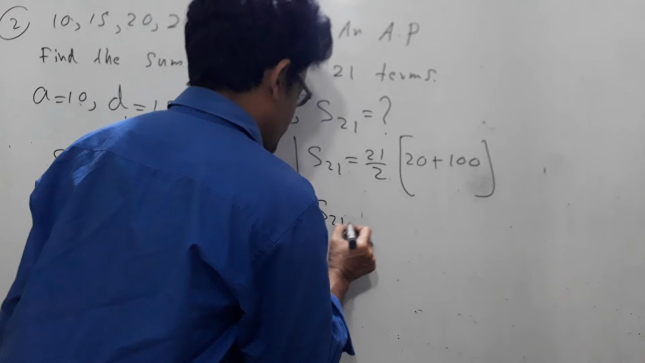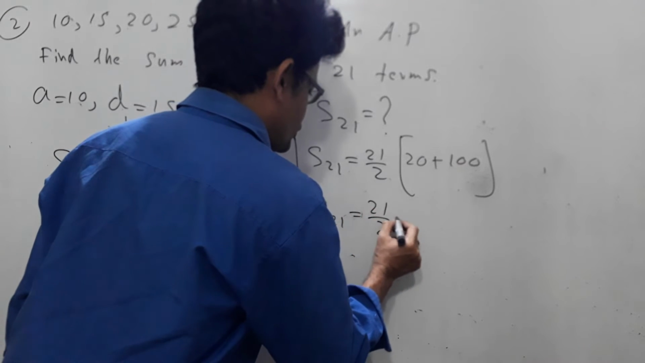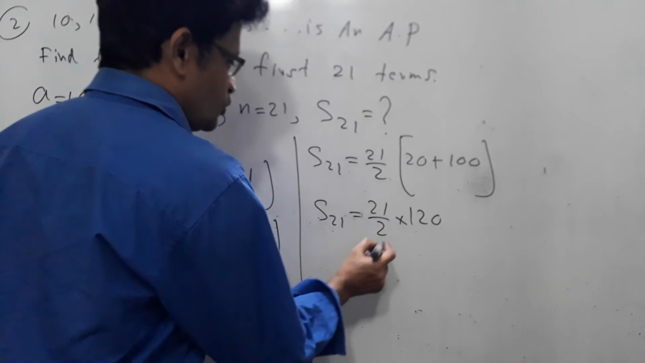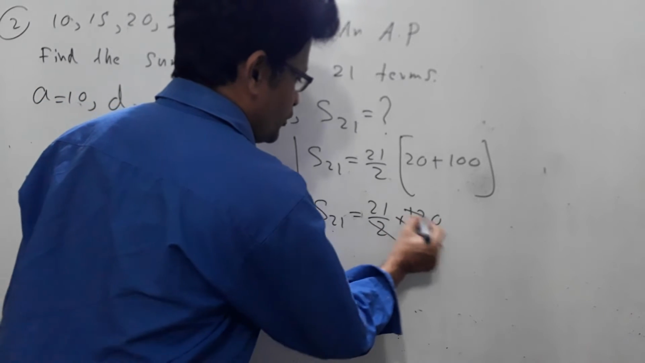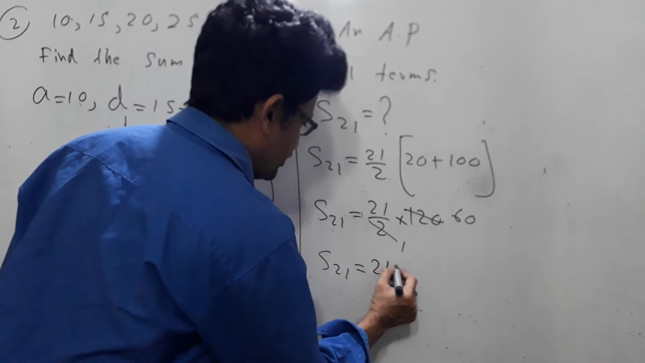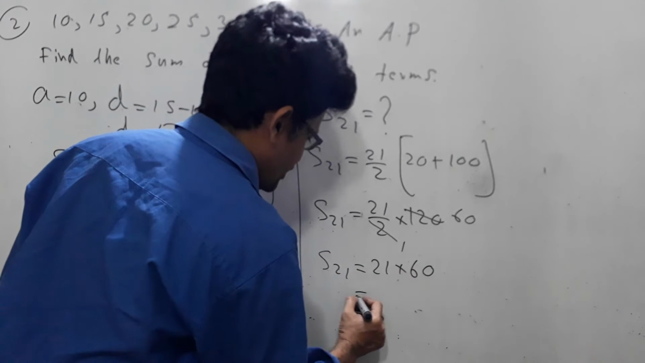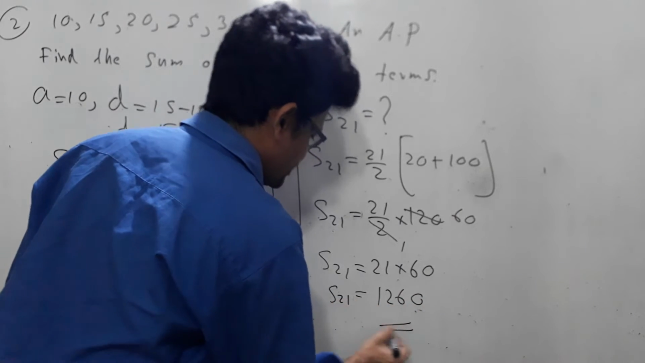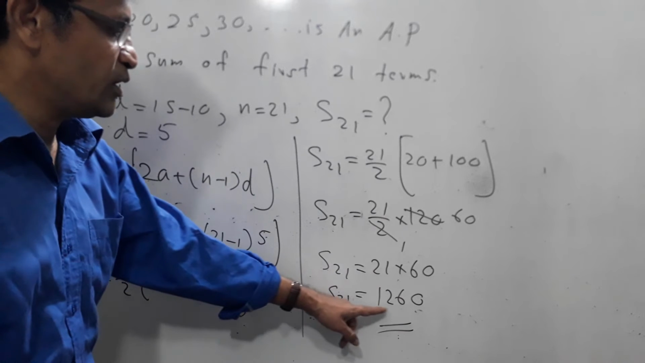So S21 equals 21 over 2 into 120. So 2 and 120 can cancel, 2 into 60. So S21 equals 21 into 60. That means S21 equals 1260.